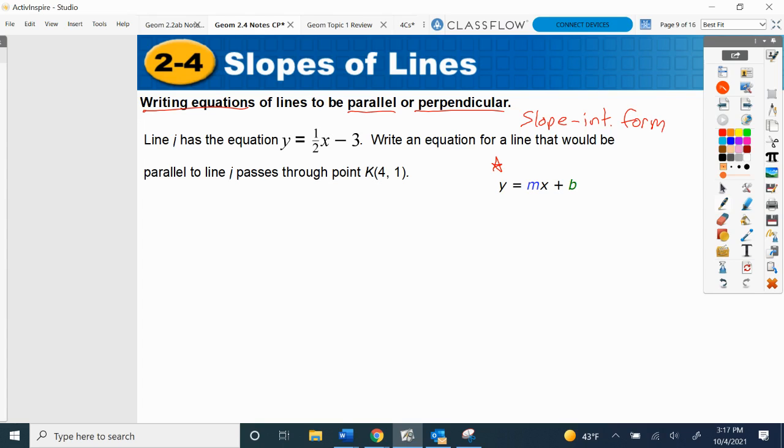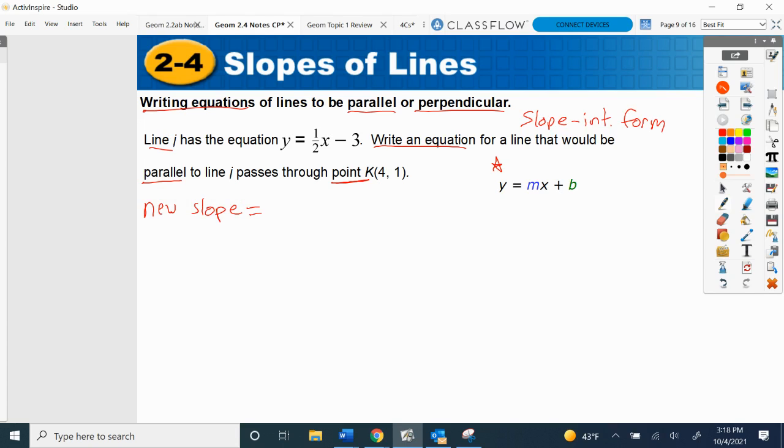And here's the task that we're given. So take a look at the problem. It says line J has an equation y equals 1/2 x minus 3. So that's the equation for line J. You want to write an equation for a line that would be parallel to line J, and it's going to go through this point over here, K, which we're told is at (4, 1). To start writing an equation that'll be parallel to the line that's already there, your first step is to figure out what your new slope is going to look like for your new line.